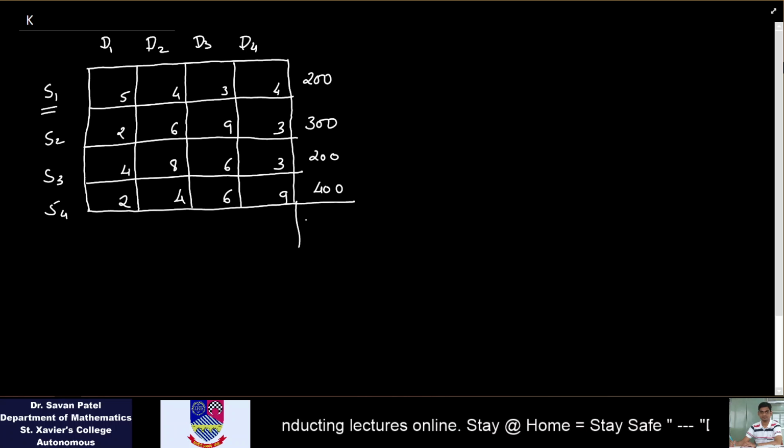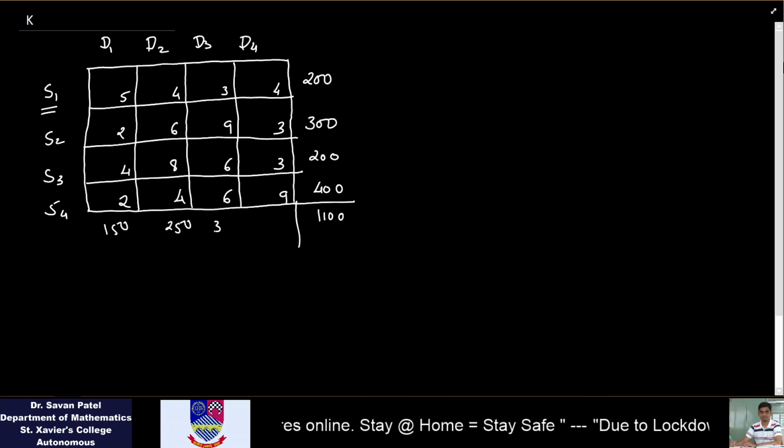So the total supply is 1100. Okay, now the destination requirements are 150, 250, 350 and 100, to get the balance.